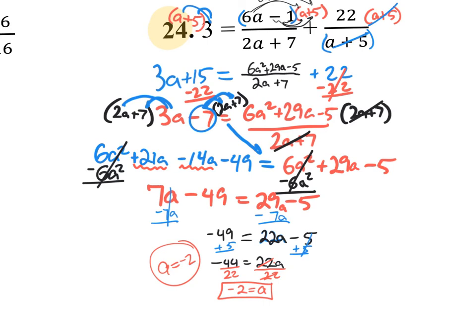Now, I hope that all this work paid off, but we do need to double check and make sure that our denominator doesn't end up as 0 when I plug in negative 2. 2 times negative 2 is negative 4, plus 7 is not 0. Negative 2 plus 5 is not 0. I'm good. My answer, number 24, is a equals negative 2.